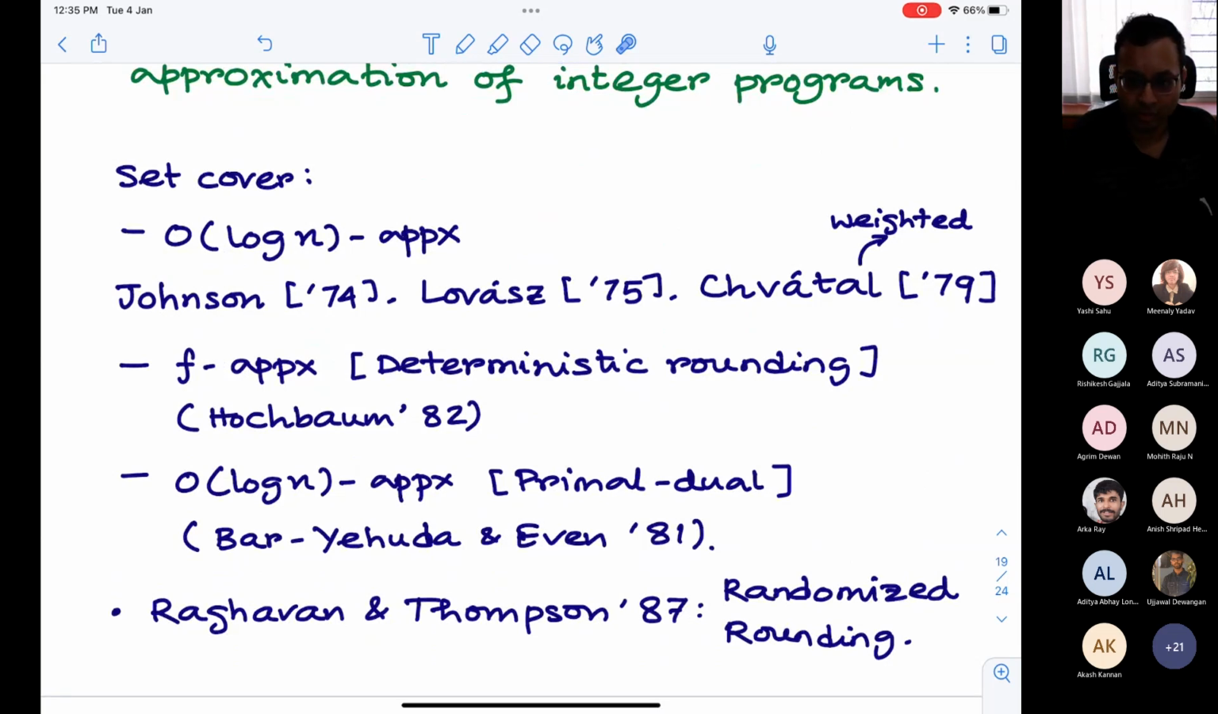First, people studied the set cover problem, which will be the first problem that we'll study in the next class, and gave an order log n approximation algorithm. Multiple people gave this algorithm simultaneously and independently: Johnson, Lovász, and Chvátal. And then Hochbaum gave an f approximation, where f is the frequency of an item. It's a technical term again, but my point is that different techniques were developed using linear programs for the set cover problem: deterministic rounding, randomized rounding, then primal dual, and so on. Raghavan and Thompson developed the area of randomized rounding, where people use randomization to round. By rounding, it means converting a linear program solution to an integral solution.